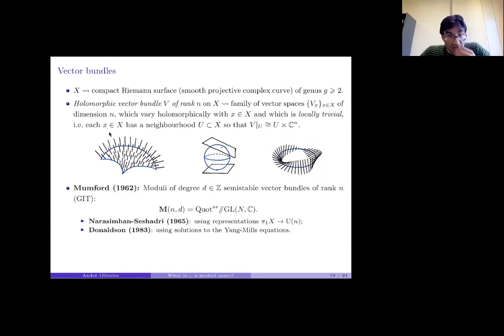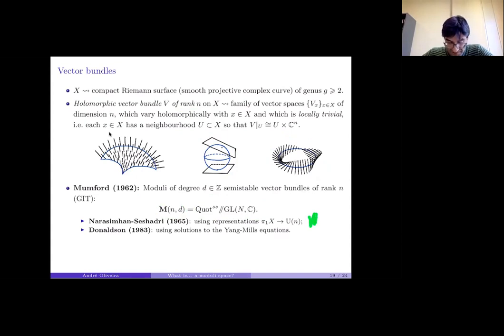Again, this moduli space was constructed by Mumford, in 1962. He constructed the moduli space of vector bundles of degree D. Degree D is a discrete invariant. I'm not going to explain this double slash, it means the GIT quotient. But the important thing is that he constructed this by geometric invariant theory, a method in algebraic geometry.